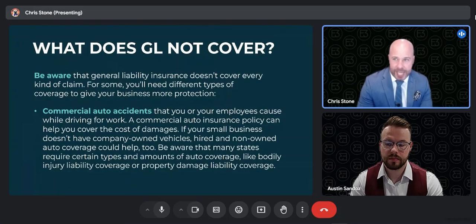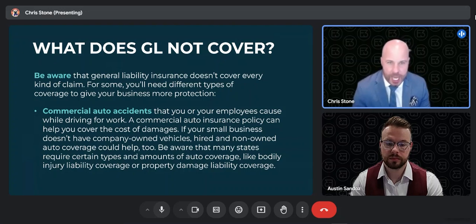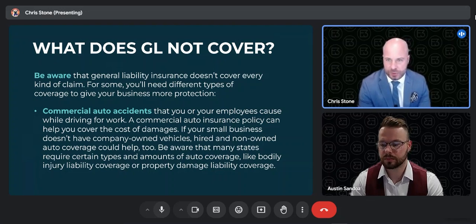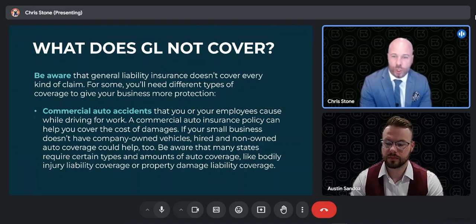What does GL not cover? Okay, so here's the thing. It's called general liability, but it doesn't cover generally everything. Be aware that general liability insurance doesn't cover every kind of claim. For some, you'll need different types of coverage to give your business more protection. Commercial auto accidents that you or your employees cause while driving for work, a commercial auto insurance policy can help you cover the cost of damages. That would not fall under general liability.